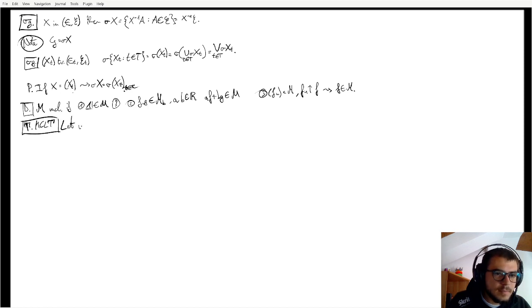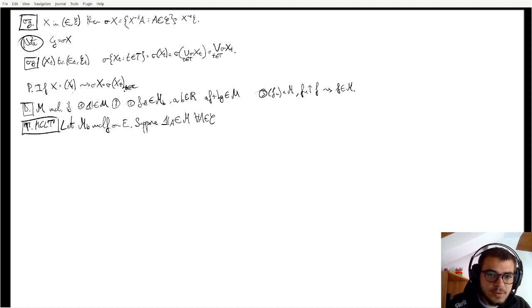Let M be a monotone class of functions on E. Suppose that the indicator of A is in the class for any A in a collection C, where C is a p-system that generates E. Okay, so suppose that the indicator of A is in the collection M for any A in the collection C, where the collection C generates the sigma algebra E.